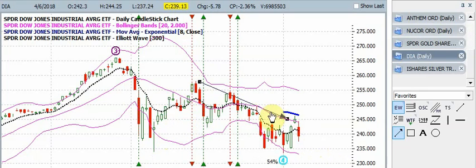And finally, wave C starts from this high. Wave 1 goes down. Wave 2 is a retracement. Wave 3 is the next downward move. Wave 4 is the retracement, and then from there you have the continuation of wave 5. Right now we just completed the wave 3 pattern.